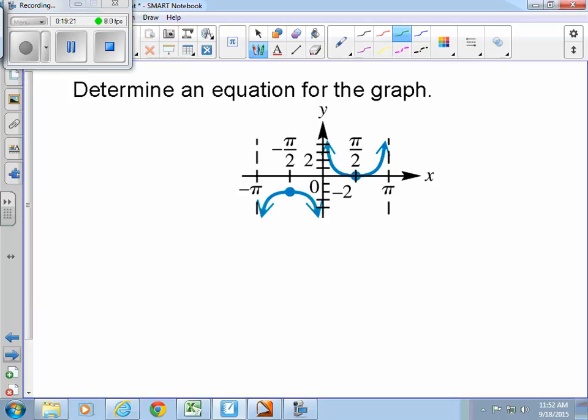Let's write an equation for the graph. To me, it would be helpful to do a quick sketch of a sine or cosine graph before I try to decide which one it is. Looks like this is at -2 and that's at 0, so that's going to be the center.